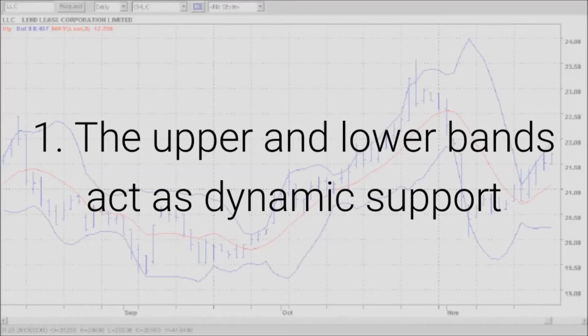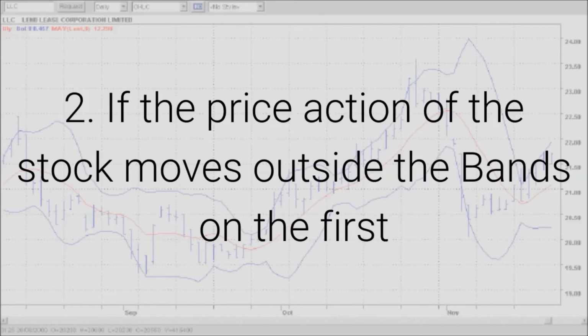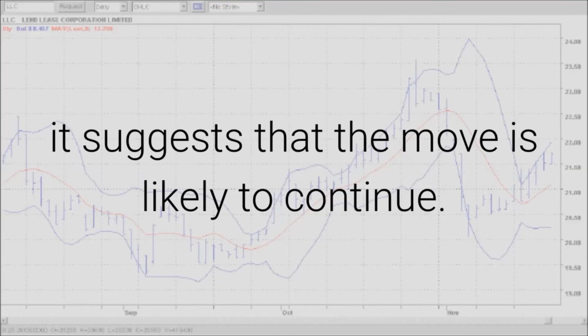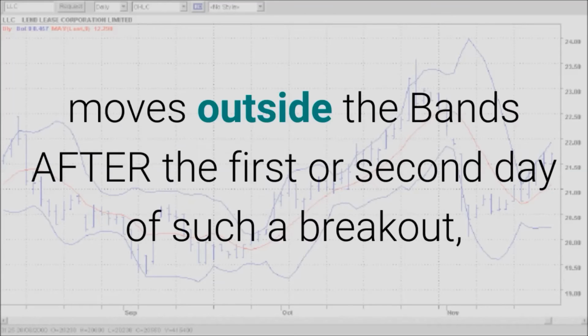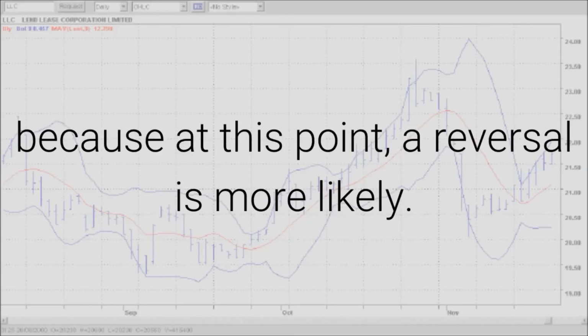Rule number 1. The upper and lower bands act as dynamic support and resistance for the underlying asset. Number 2. If the price action of the stock moves outside the bands on the first or second day of a breakout, it suggests that the move is likely to continue. Rule number 3. If the price action of the stock moves outside the bands after the first or second day of such a breakout, it is a good idea to exit a trade if you're already in one, because at this point, a reversal is more likely.